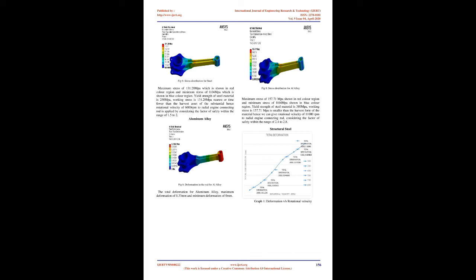Structural steel. The variation of fatigue life with rotational velocity for Al and steel is represented in graph 5. It is observed that the fatigue life of Al is more when compared to steel material. The variation of factor of safety with rotational velocity for Al and steel is represented in graph 6. It is observed that the factor of safety for Al is more when compared to steel material. From this positive result, it is observed that Al material has higher fatigue strength and structural strength than steel.